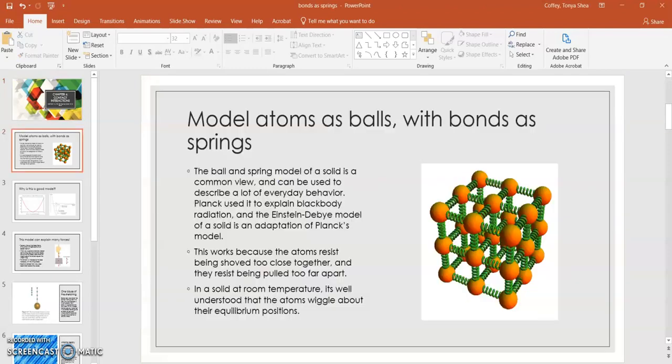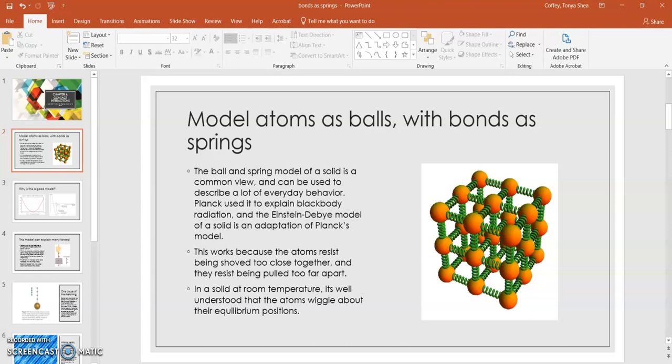So what we can do is, in a solid material, we can model the atoms as little spheres or balls, and then the bonds that connect those atoms together as little springs. Now, this is a really common view, and it's used to describe a lot of everyday behavior.